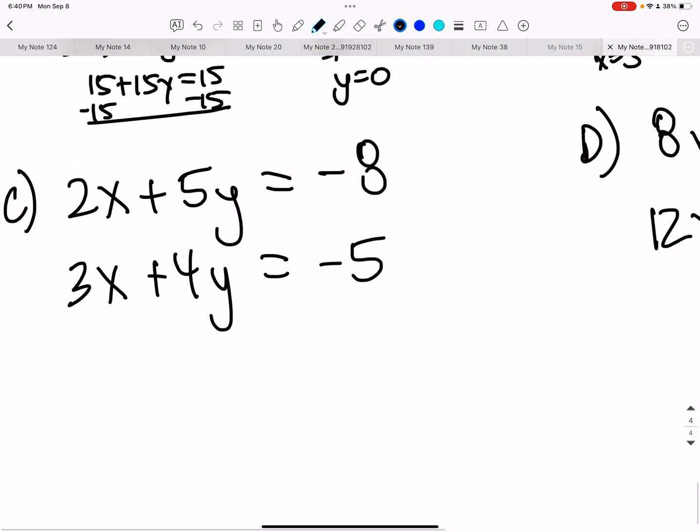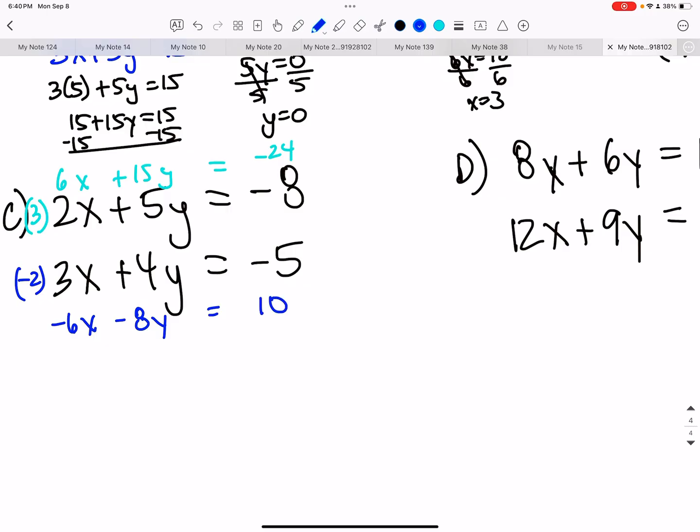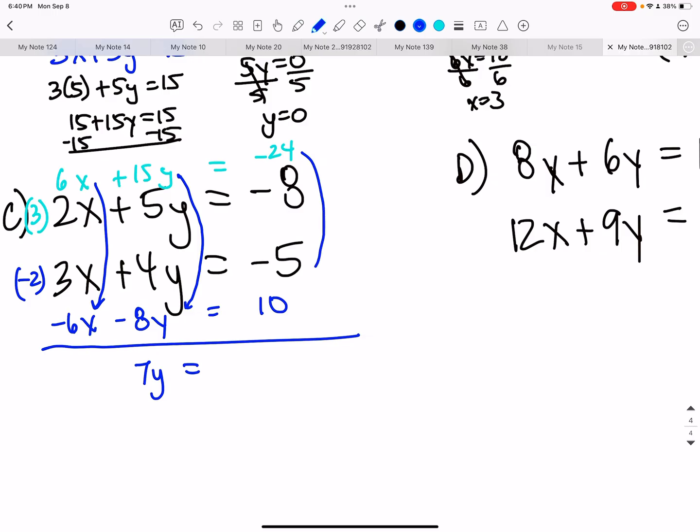All right, these ones, tough because what do I turn them into? I'm going to multiply this side by 3 and this side by negative 2. So that makes this 6X's plus 15 Y's equals negative 24. It makes this negative 6X's minus 8 Y's equals positive 10, negative times negative. All right, thank you, X's, for killing yourself. 15 Y's and negative 8 Y's, the positives win by 7, equals negative 24 versus positive 10, the negatives win by 14. Top versus bottom, the 7, and Y's are negative 2s.